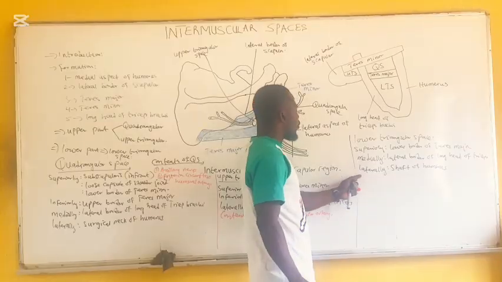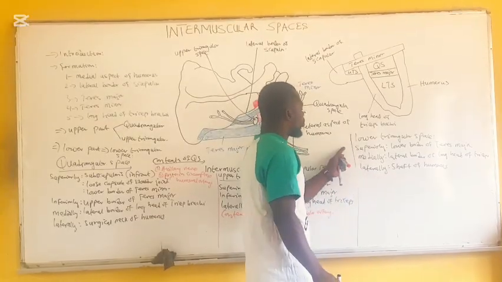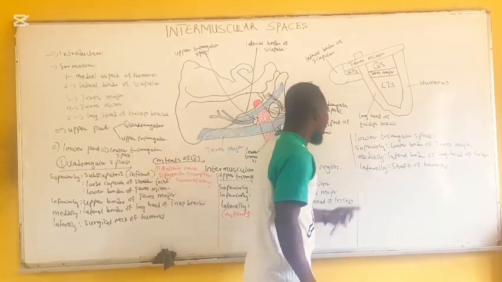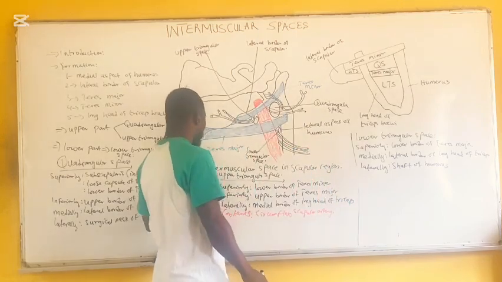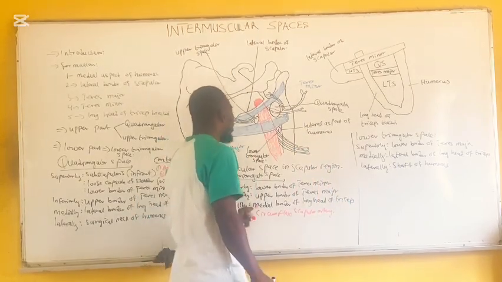It is also triangular. It does not have an inferior boundary. It just has superior, medial, and lateral boundaries, while the upper triangular space has superior, inferior, and lateral boundaries, and does not have a medial one.